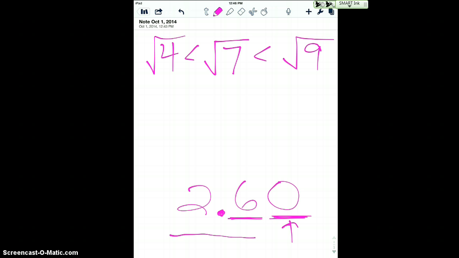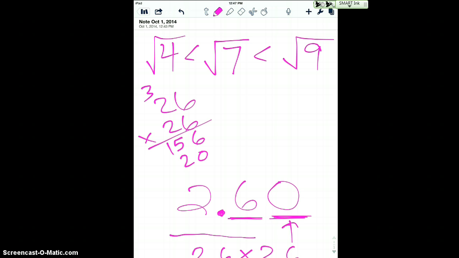So if I multiply 2.60 times 2.60, that's really the same thing as just 2.6 times 2.6. So let's multiply that out. 2.6 times 2.6. So go ahead and try to multiply that. All right, so I ended up getting 6.76. And I'm trying to see how close I can get to 7. So I would say I can get closer than that.